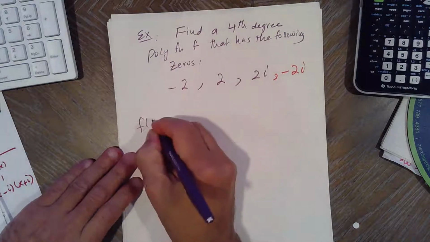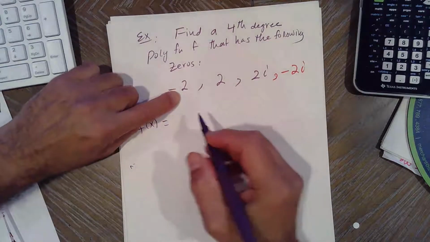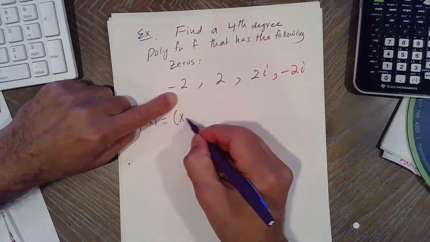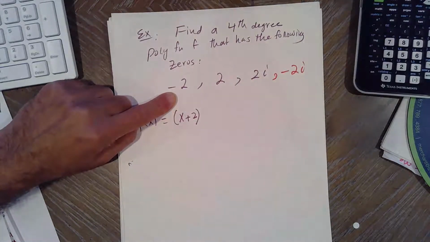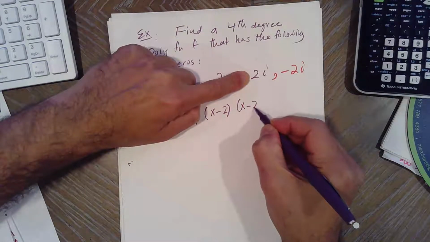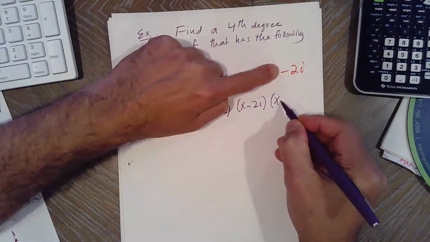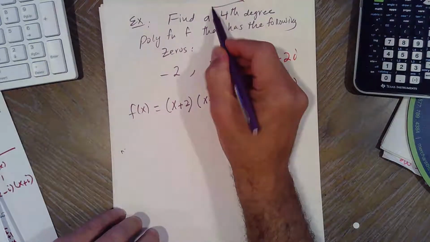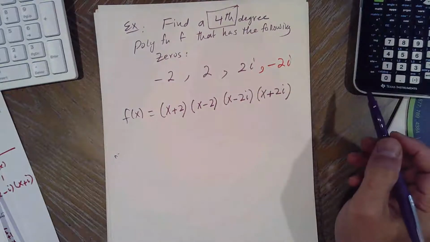So f of x is going to be, for every zero we get a factor. If negative 2 is a zero, then x minus negative 2, which is x plus 2, is a factor. x minus 2 is a factor. x minus 2i is a factor. And x minus negative 2i, which is x plus 2i, is a factor. So there are four factors, therefore we're going to have a fourth degree.